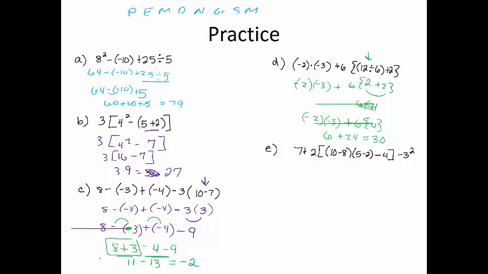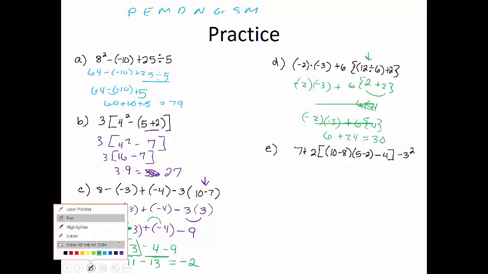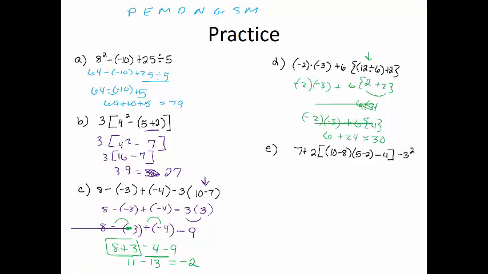And last one here, let's see, we're going to look for parentheses or enclosures. We have some here and here. 10 take away 8 is 2, and 5 take away 2 is 3. Just put in the rest of the problem here. Alright, now in that enclosure we're going to do 2 times 3 is 6. Now, still working in the enclosure, 6 take away 4 is 2.